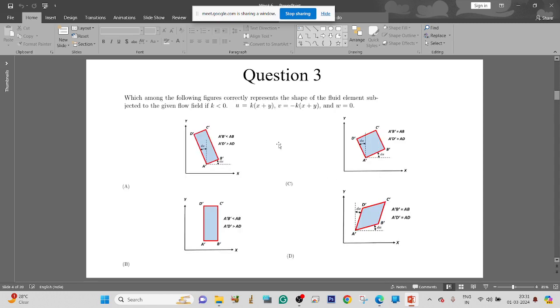Which among the following figures correctly represents the shape of the fluid element subjected to the given flow field? The equation is the same as earlier. Here it says that k is less than 0. So how will we understand which of the following will be the final fluid element? By calculating the linear and angular strain. Yes, we have calculated that already earlier. So can you tell me which is the correct answer?